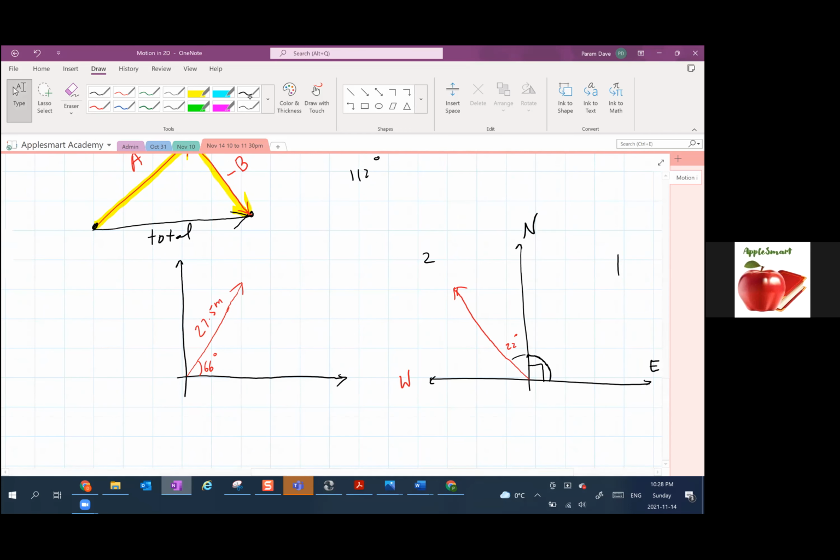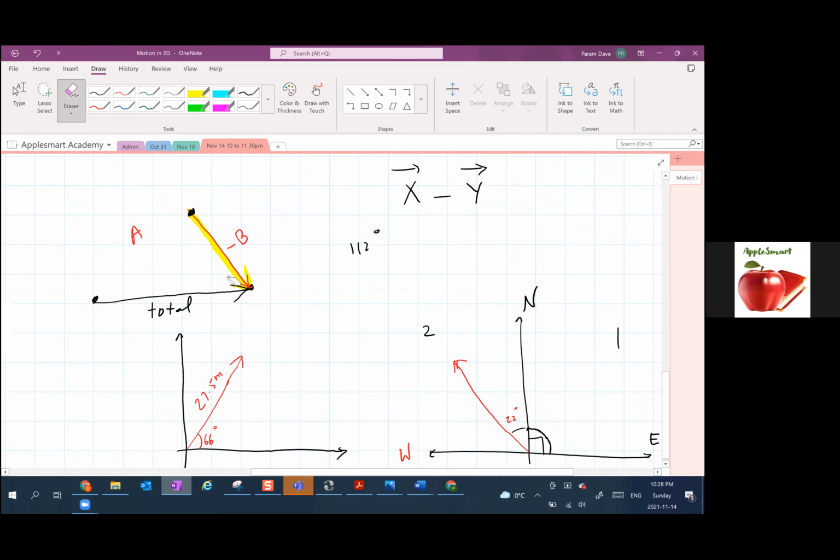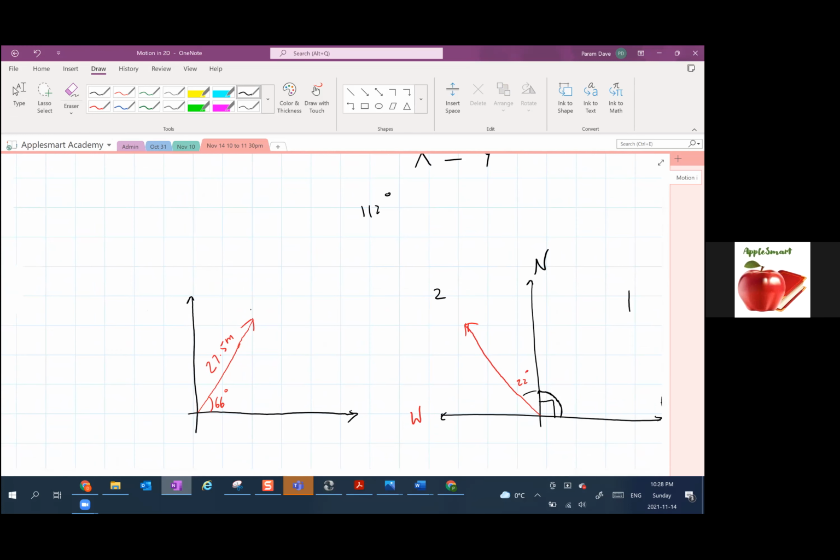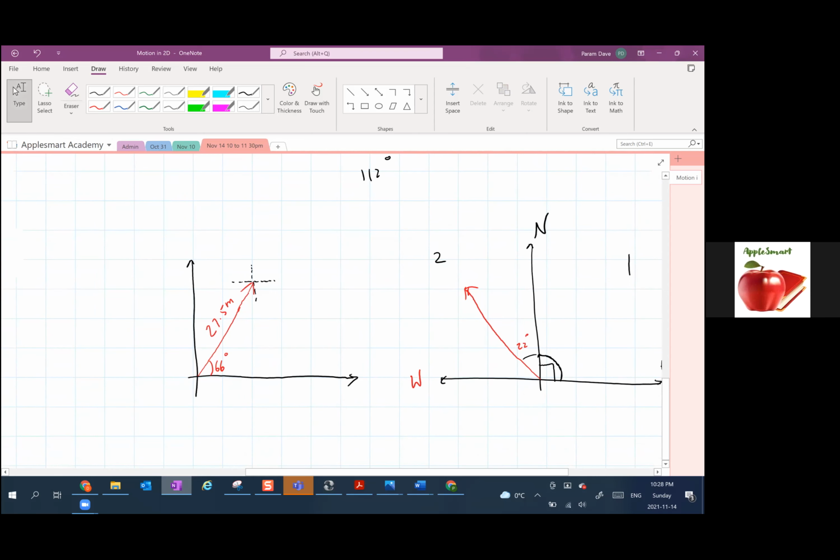Okay, so let me draw my mini X and Y axis here. I'm just going to get rid of all of this. I need more space here. Okay, I'm going to draw a mini X and Y axis over here. And I'm going to take this vector B and translate it. Imagine you're picking up vector B and moving it so that the tail of vector B is here. And so that vector B is somewhere over here.